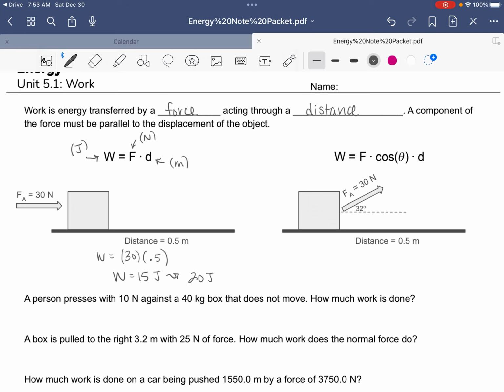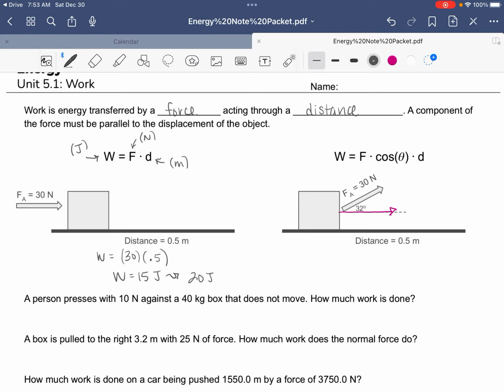For the other equation, we have this cosine of theta. This equation derives from the fact that the force that's acting in the direction of the displacement is the adjacent side of our little triangle that we have here. So it would be cosine theta in order to determine the magnitude of that particular component of the force. Again, work is measured in joules, force in newtons, and distance in meters.